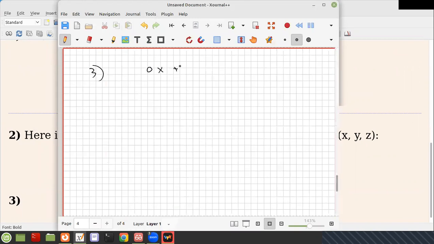0x plus 0 times y plus 0 times z equals 0. Okay, this is equivalent to 0 equals 0. So you have a linear system with 3 variables, x, y, and z, and your equation is 0 equals 0. So you want to solve this equation for x, y, and z.